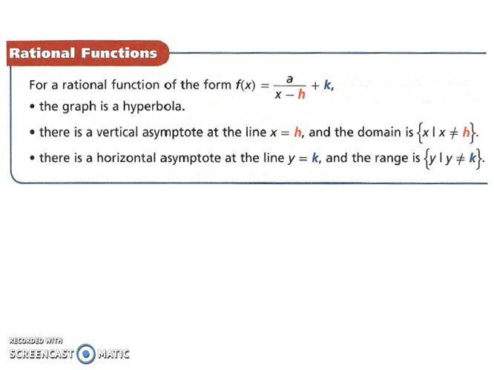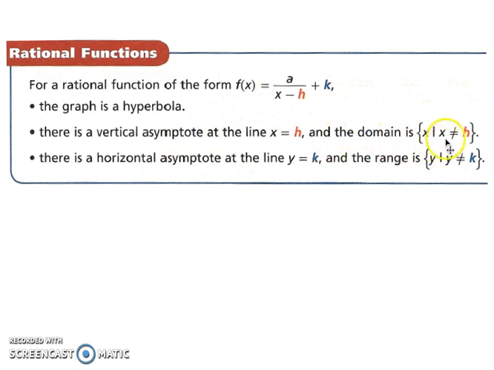Rational functions. For the rational function of the form f of x equals a divided by x minus h, plus k, the graph is a hyperbola. There is a vertical asymptote at the line x equals h. Remember that an asymptote is one of those lines where the graph isn't going to cross it. It's just going to get closer and closer to it, but it's never going to actually cross that line.